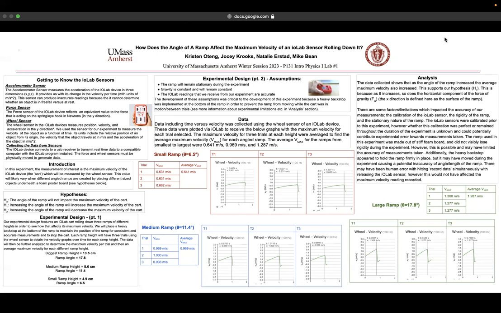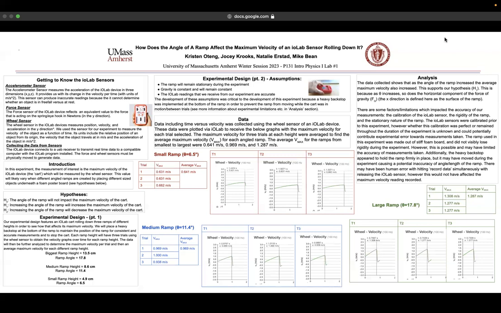And then collecting the data from the sensors, the IOLAB device actually connects to a USB receiver to transmit real-time data to a compatible computer with the IOLAB program installed. And the force and wheel sensors have to be physically moved to generate data. So for the force sensor, it's being physically pulled on or pushed on, and then for the wheel, it has to be turned. So for our experiment, we were interested in measuring the maximum velocity of the IOLAB device, which we termed the cart. And this was measured by the wheel sensor.